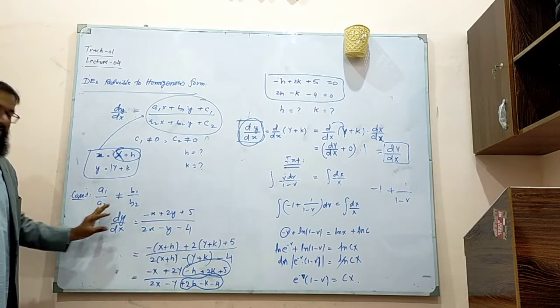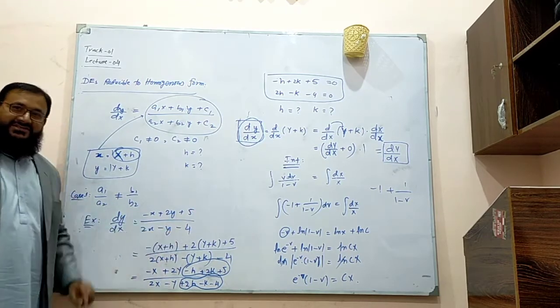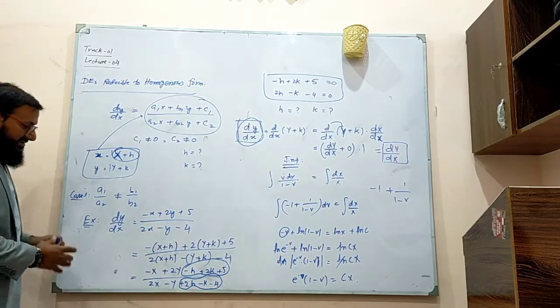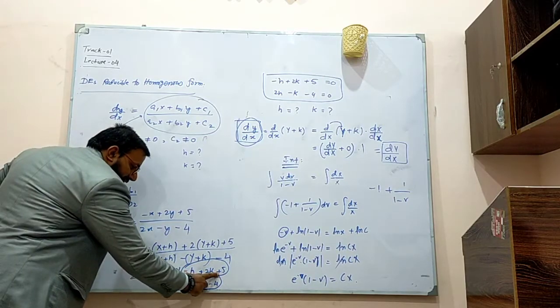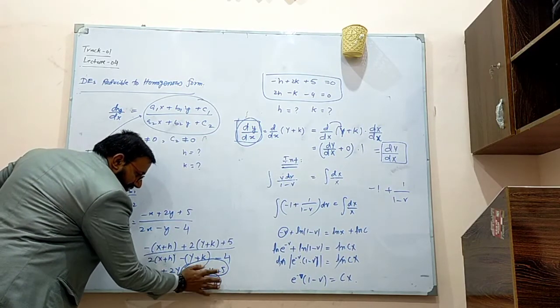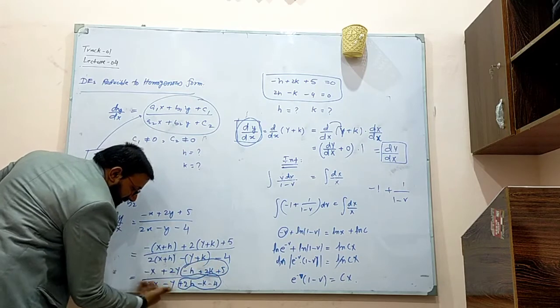Is this homogeneous? No, this is not homogeneous, because of this constant. After transformations, you assume this is 0 and you assume this is 0. So these are removed. Will this be homogeneous?